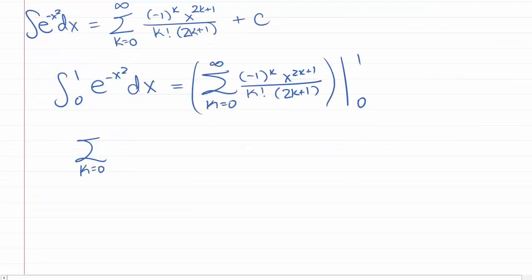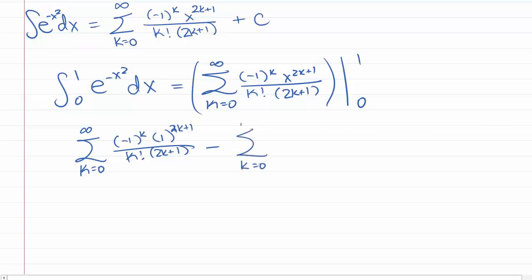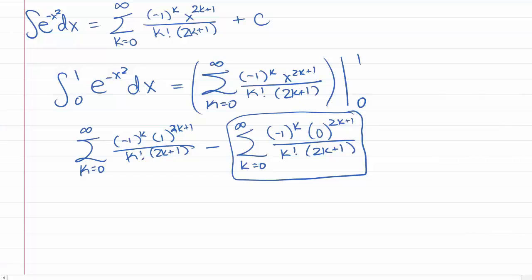Well, this is the sum, k goes from 0 to infinity, of negative 1 to the k, 1 to the 2k plus 1, over k factorial times 2k plus 1, minus the sum, k goes from 0 to infinity, of negative 1 to the k, 0 to the 2k plus 1, over k factorial times 2k plus 1. Now notice that in this term, every single term is multiplied by 0. Even when k is 0, we have 0 to the first power. So every single term in here is equal to 0. And the sum of 0, 0, 0, 0 is going to be 0. So we're left with just figuring out what this sum is.